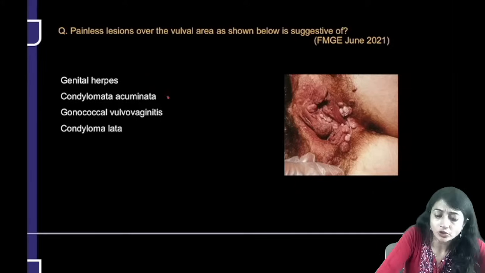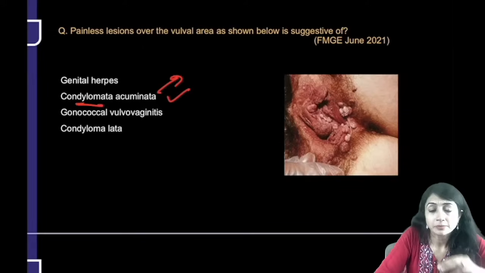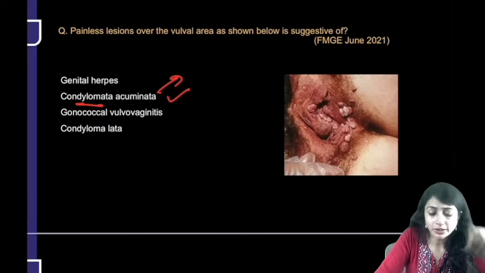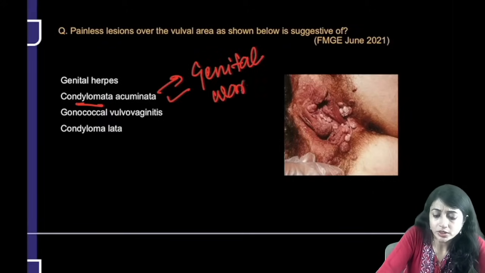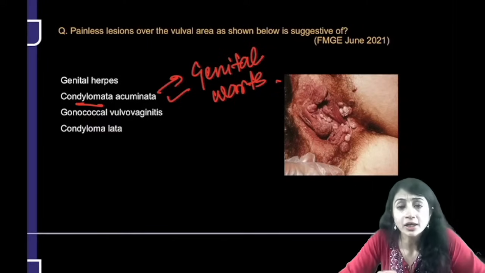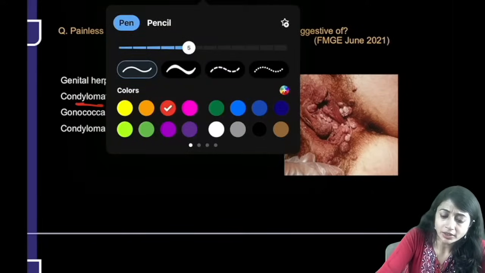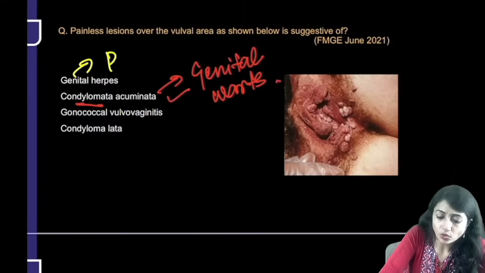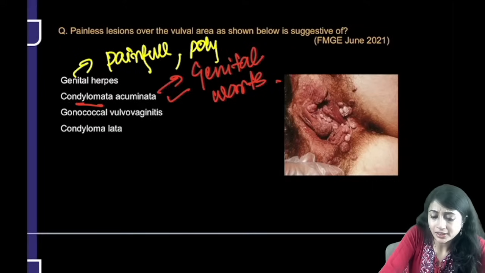This is condyloma acuminata. Condyloma means broad-based and acuminata means pointed. These are nothing but genital warts. So genital warts are also called condyloma acuminata and they will typically present with painless lesions in the genital area like this. Genital herpes, on the other hand, would always be painful and will present with polycyclic erosions.